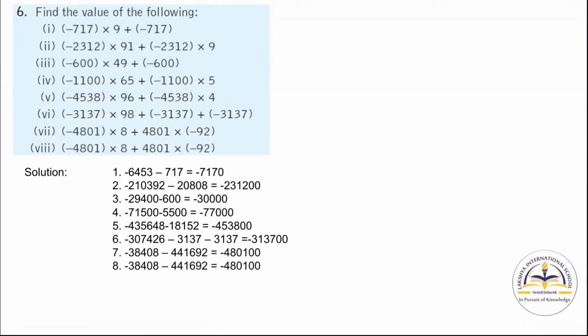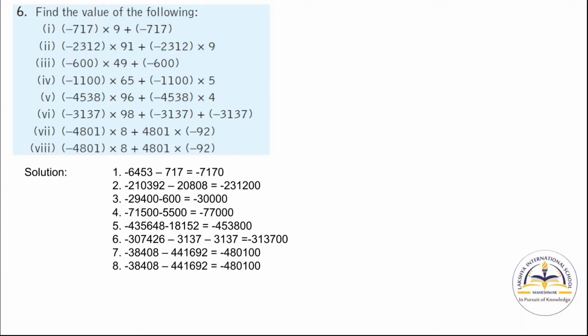Now question number 6, find the value of the following. Here you have to solve this question. First, minus 717 into 9 plus minus 717. First of all, you have to multiply. When you multiply minus 717 into 9, you will get minus 6453, and here minus 717. So you have to solve this step. So you will get the answer minus 7170.